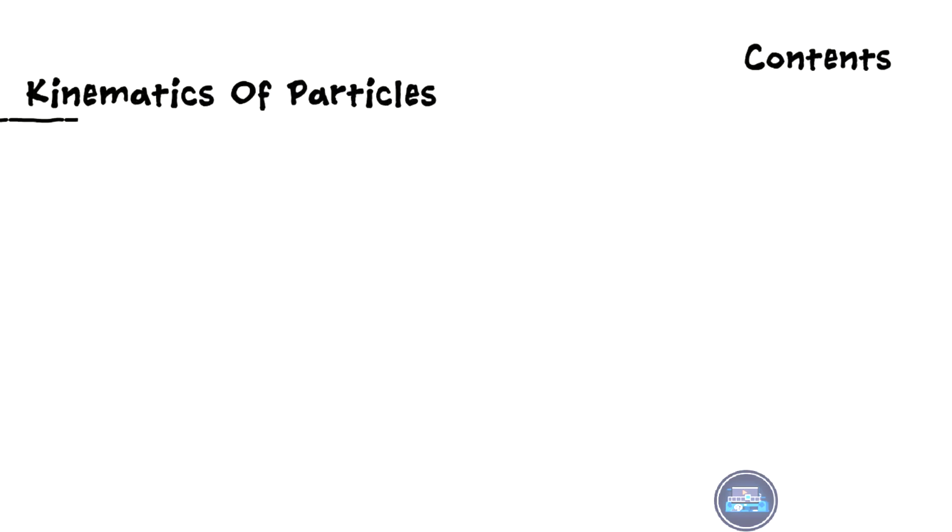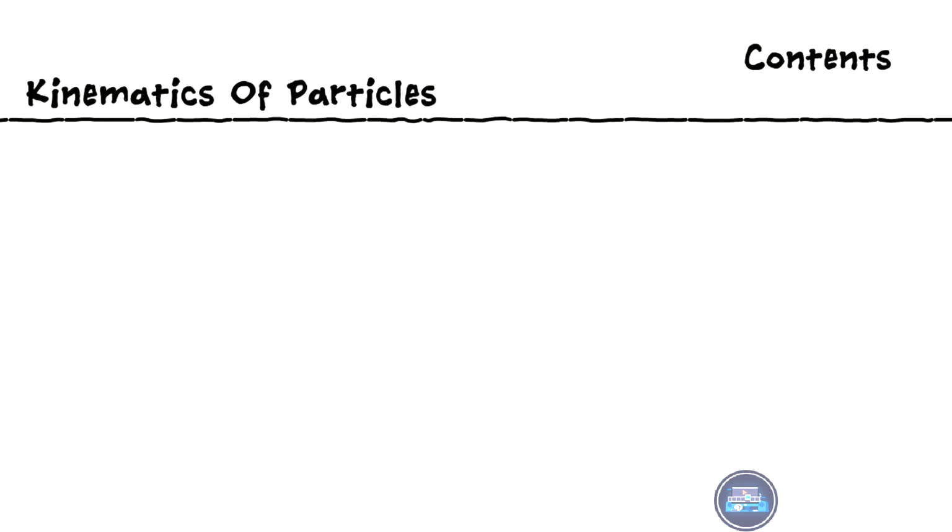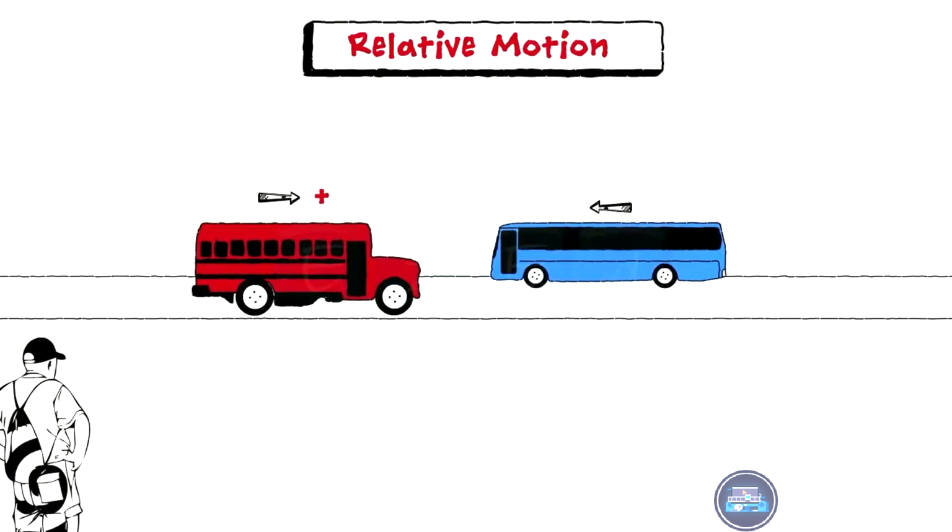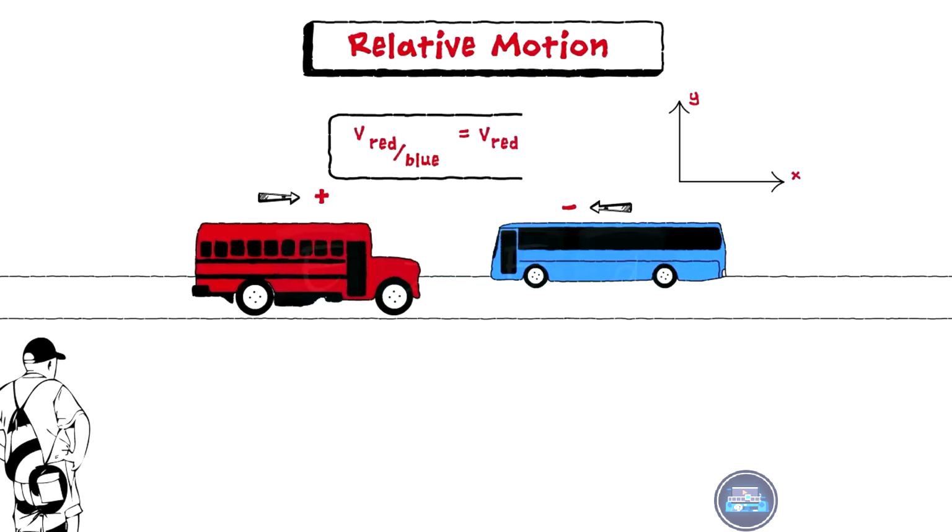In this Easy Ed video lecture, we will be learning another type of motion related to kinematics of particle, like relative motion. The velocity of the blue bus is negative according to the coordinate system. The general equation for relative velocity is given as velocity of red bus with respect to blue bus equals velocity of red bus minus velocity of blue bus.